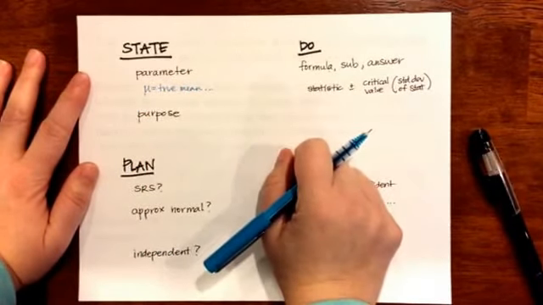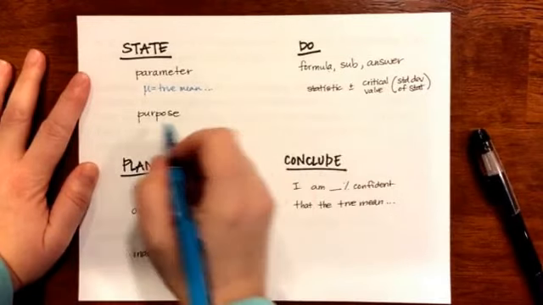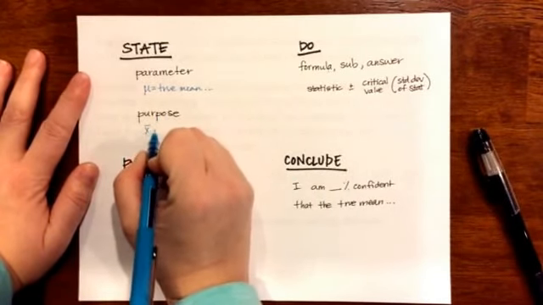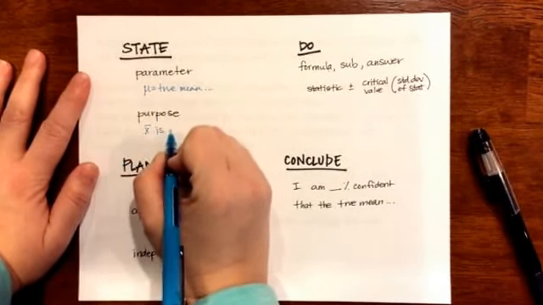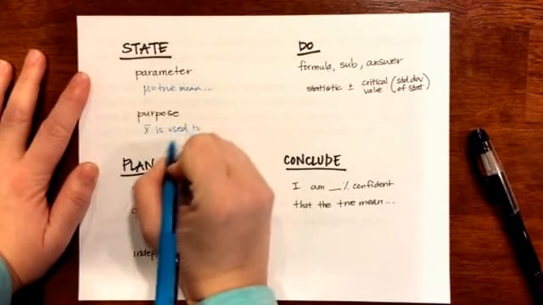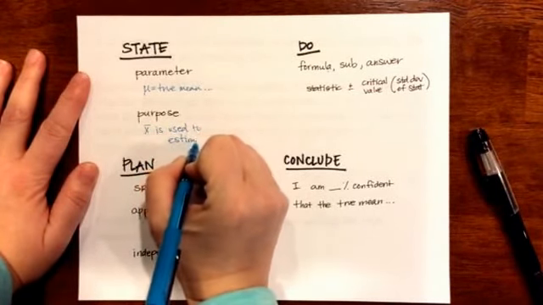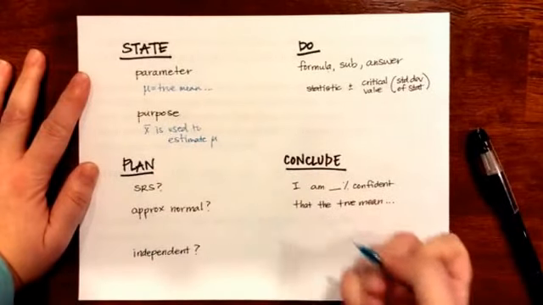Mu is the true mean, whatever, cost of lunch, the true mean weight of a baby. And the purpose of this is, we don't know the parameter, so we're going to use x bar to estimate mu. So that's what we're planning to do here.